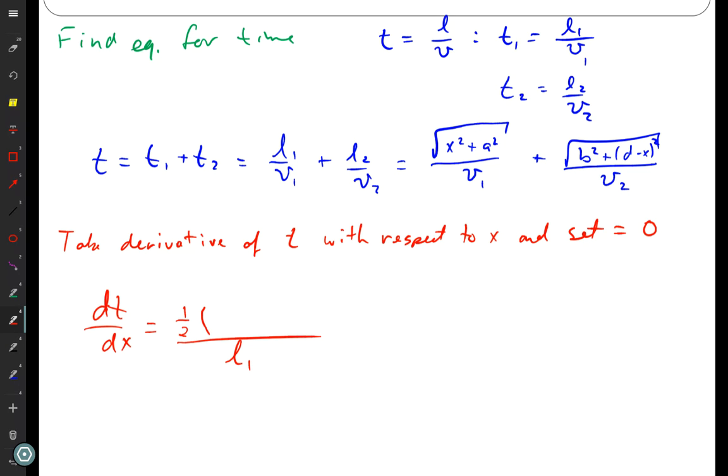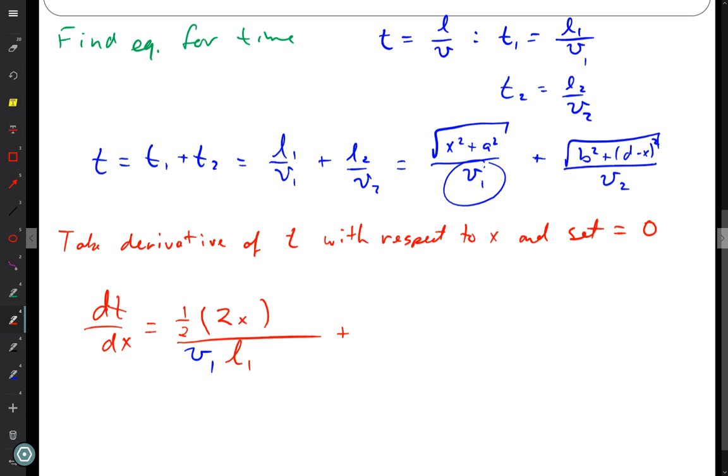So with the chain rule, what do I have to do next? Take the derivative. Yeah, take the derivative of the inside. So the derivative of x squared plus a squared is 2x. Now I can't forget that there was a v1 in my equation. In preparation for today's lecture, I forgot the v1. You can't solve the problem without that. Okay, so there's my first one.